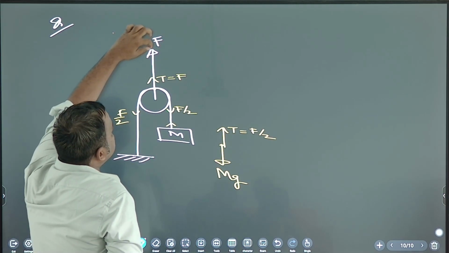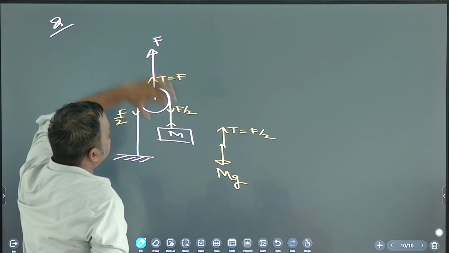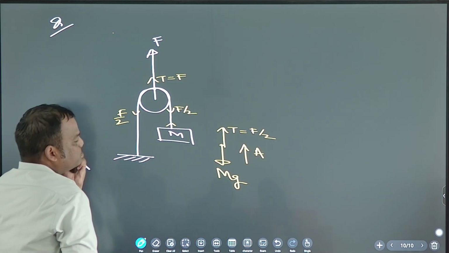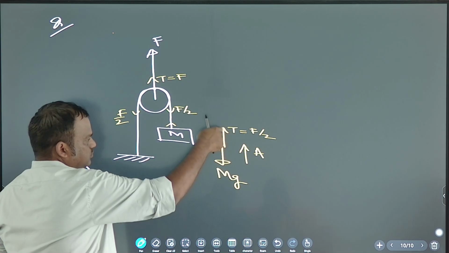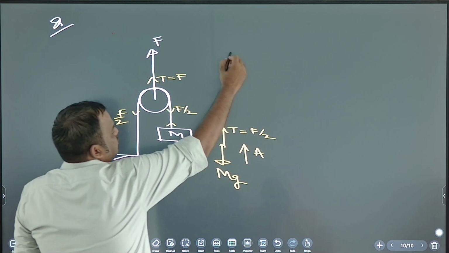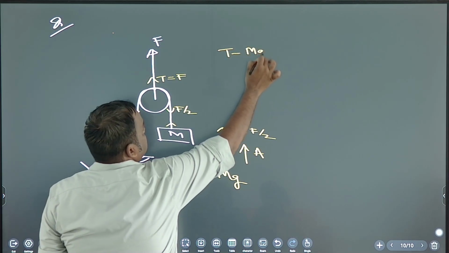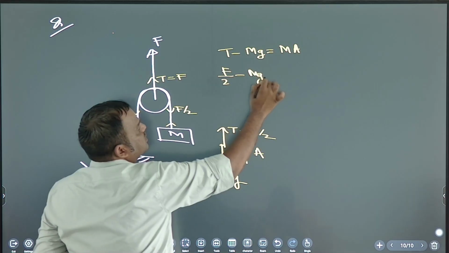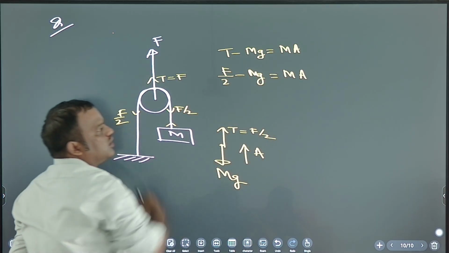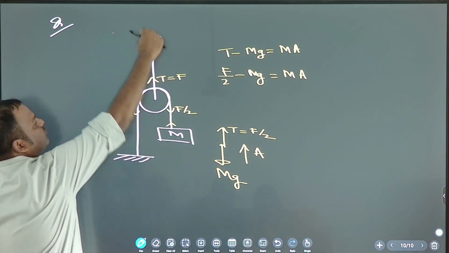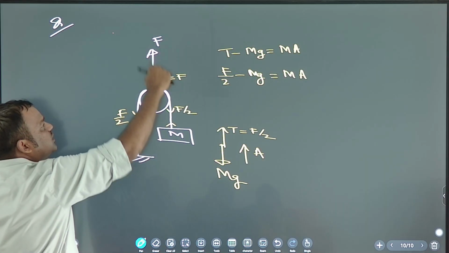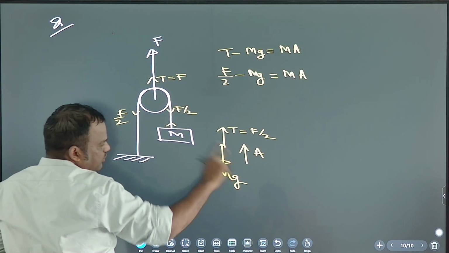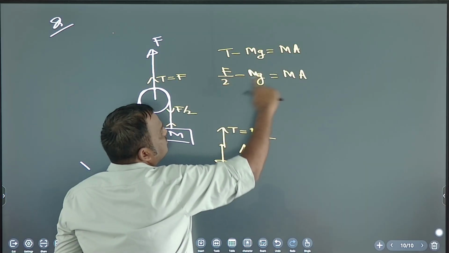Suppose this F is acting upward and the pulley is going up, so the block is also going up. Suppose acceleration is upward. How to find acceleration? This minus this is equal to ma. So T minus mg is equal to ma, so F by 2 minus mg is equal to ma. See, in this string the force is F, tension is F. So here F by 2, F by 2. For this block, upward is F by 2, downward mg.